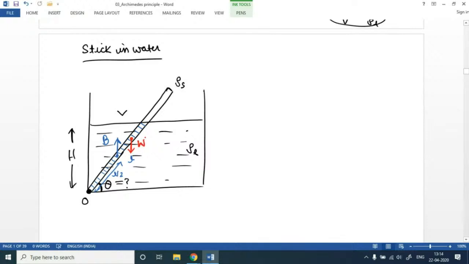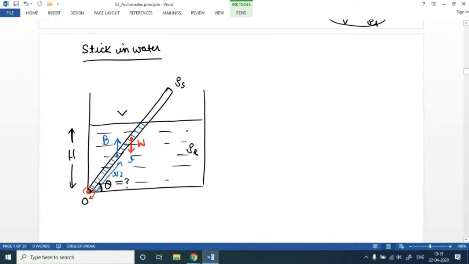Okay, so we wish to find out, under the condition of equilibrium, what would be the value of theta? Obviously the torque due to buoyancy is in anti-clockwise direction, and torque due to weight is in clockwise direction about this axis of rotation. So for rotational equilibrium, these torques must balance each other about this axis of rotation.